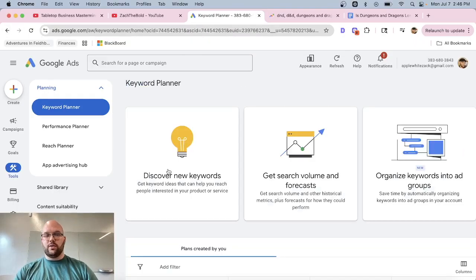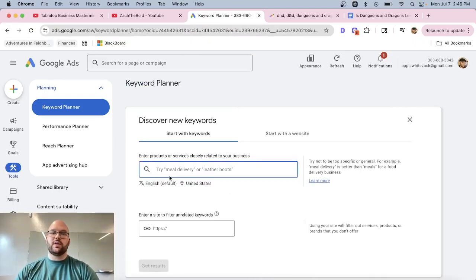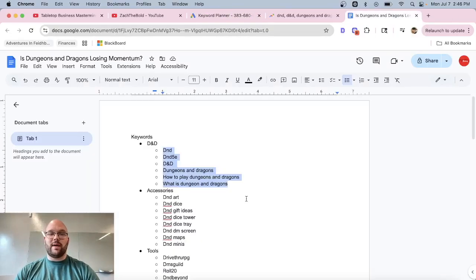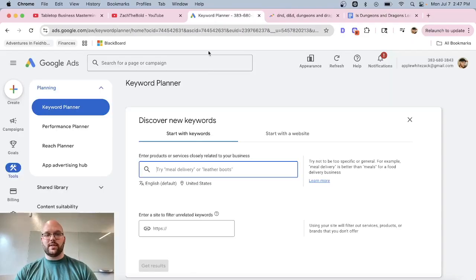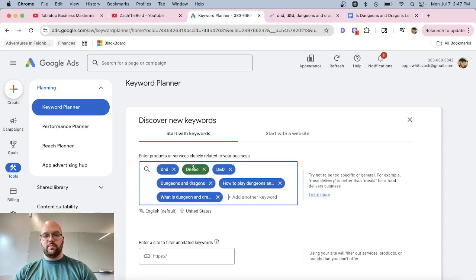All right. You'll go to Discover New Keywords. To help us figure out exactly, is Dungeons & Dragons losing momentum, I've selected some keywords that we're going to put in here. So first, we're going to do some generic D&D keywords. I'm going to pop those into the Keyword Planner.